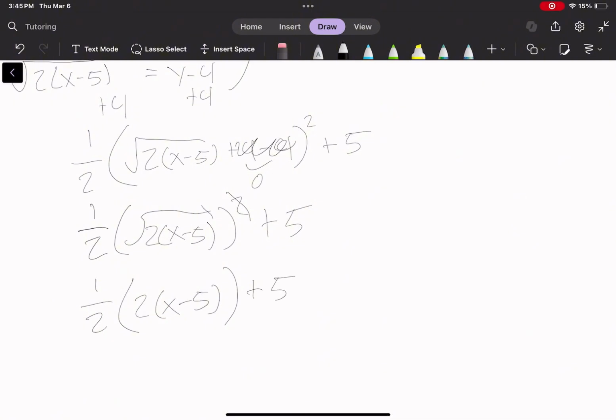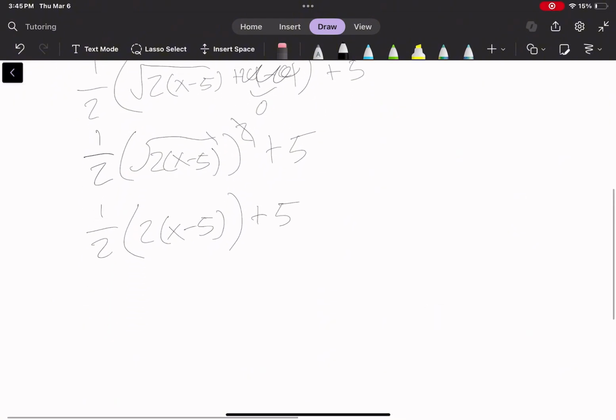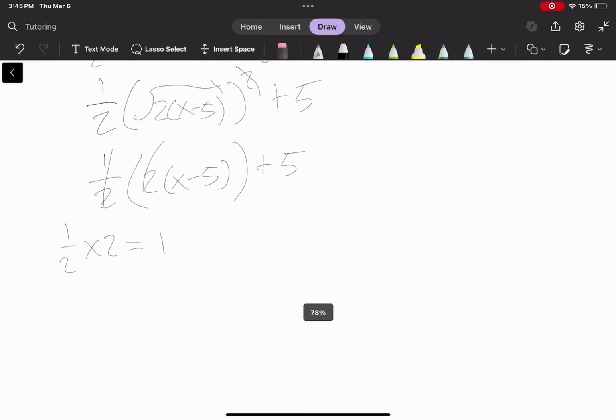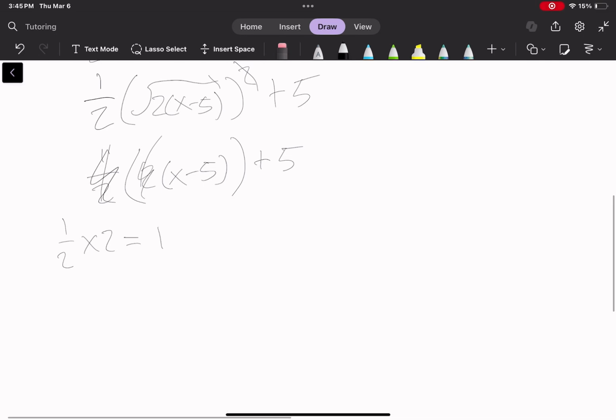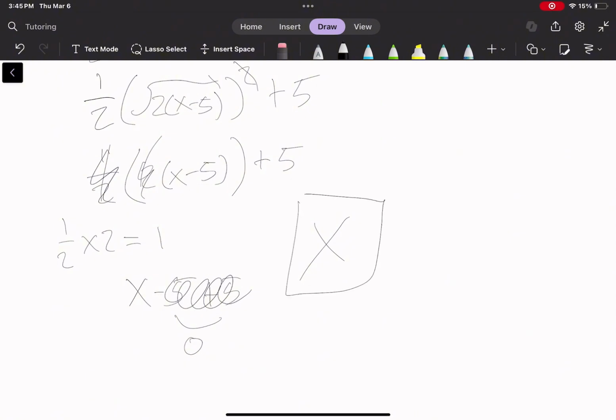So what can we do now? Well, we can cancel out our 1/2 and our 2 because 1/2 times 2 is equal to 1. So those, they just simply cancel out. We get rid of them. And here, we're going to get rid of our parentheses since we simply don't have a need for our parentheses anymore. So it's going to be x minus 5 plus 5. And here, -5 plus 5 is equal to 0. So it'll all cancel out, and we will just have x, proving that that is our inverse.